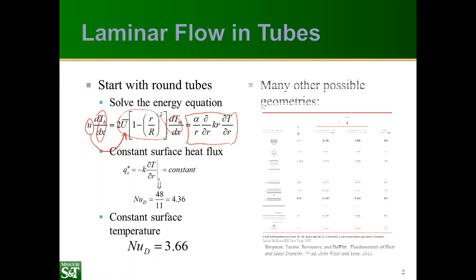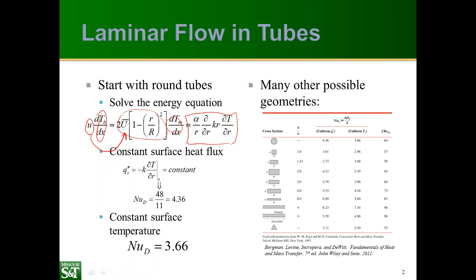Now, there is also a large number of other possible laminar flow geometries: square ducts, rectangular ducts, infinite parallel plates, triangular ducts, and we can actually come up with Nusselt numbers for both uniform heat flux and uniform temperatures and friction factors for laminar flows in all of these geometries, and you can see them here in the table.